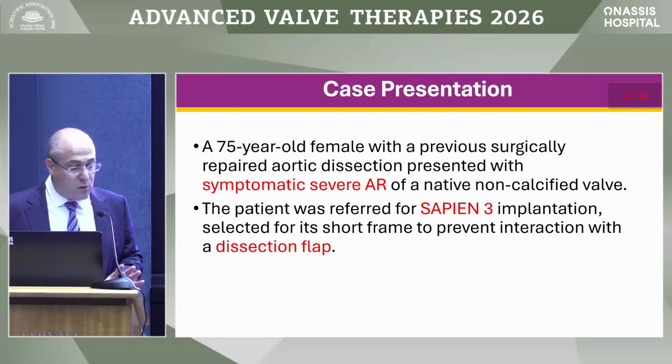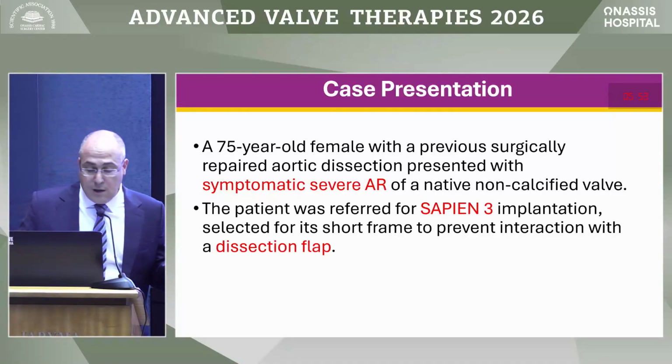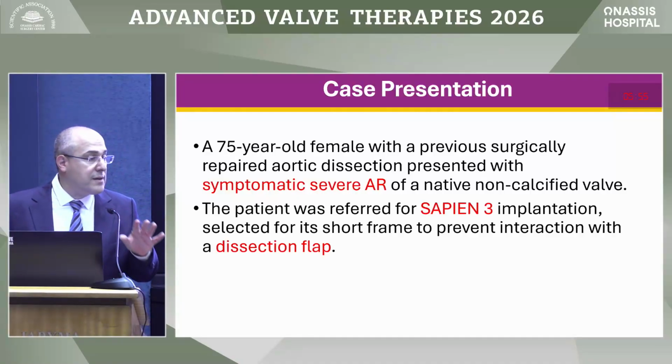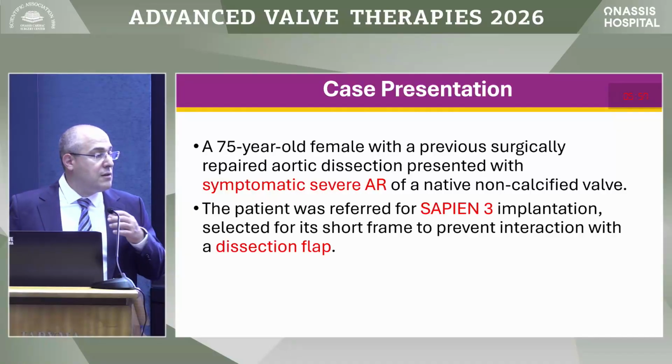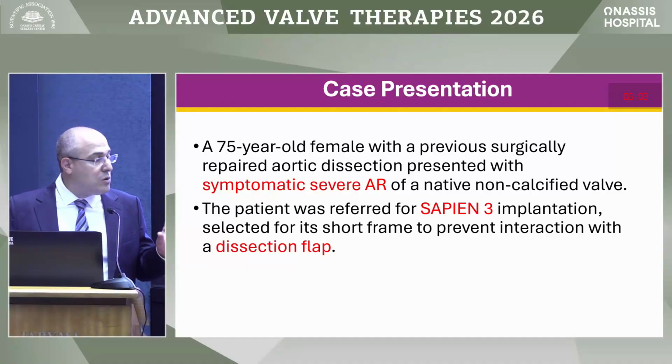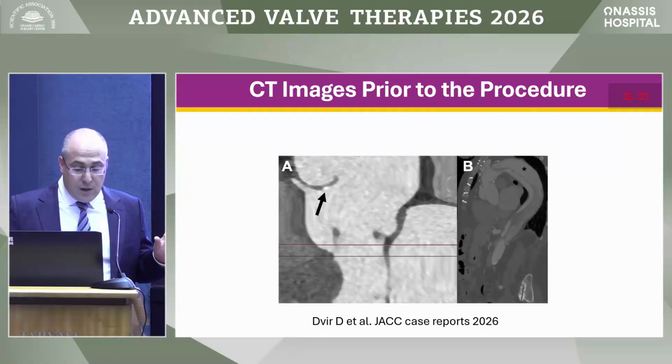A 75-year-old lady with severe symptomatic AR. That lady had a dissection in the past and open heart surgery. They treated the ascending aorta. They left a huge dissection from the arch distally, and also the aortic root is a bit unusual. So now she's coming with aortic regurgitation. And this is what we see.